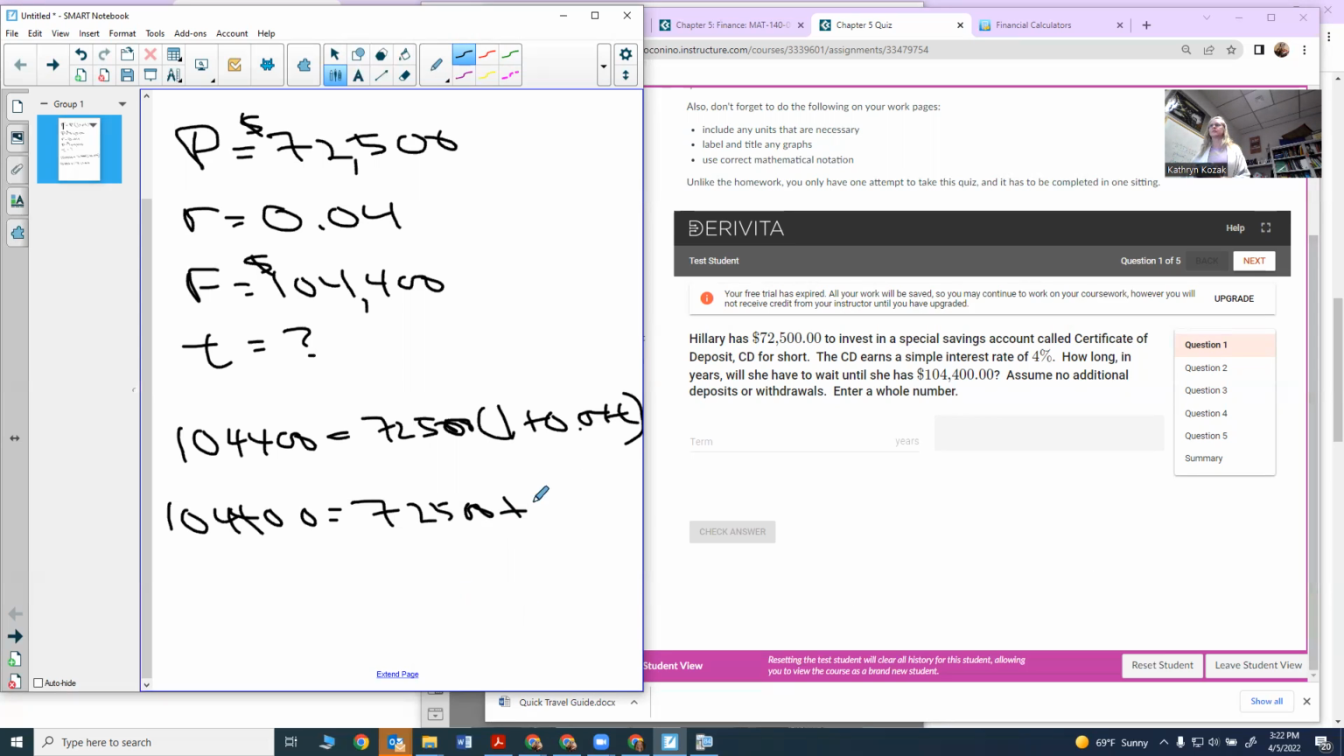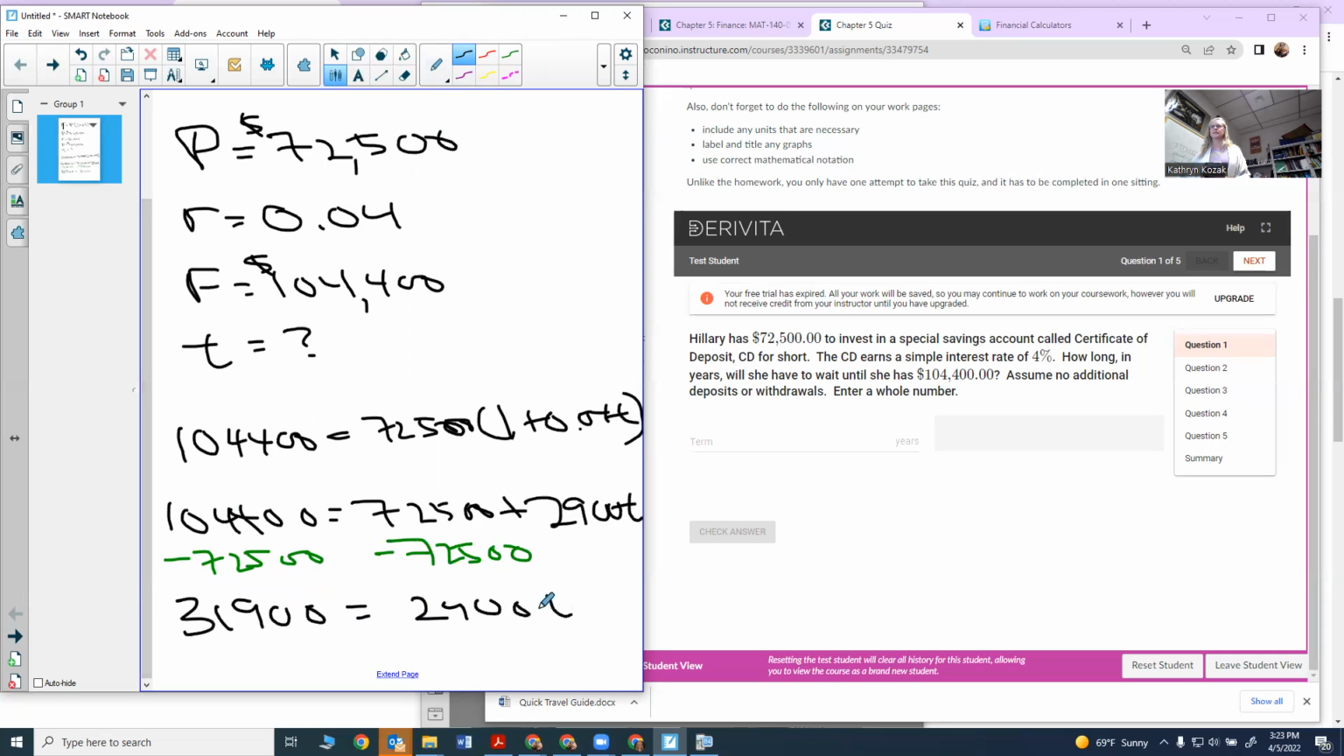That gives me 2,900 T. And now all I have to do is subtract the $72,500 from both sides. So I'm going to subtract that from both sides: subtract out 72,500 from the right-hand side, subtract 72,500 from the left-hand side. And when I do that, I get 31,900 is equal to 2,900 T.